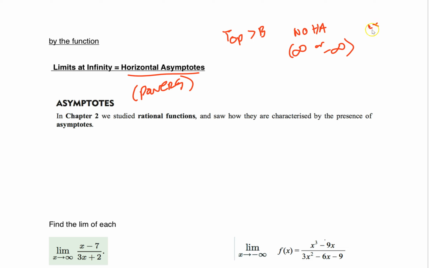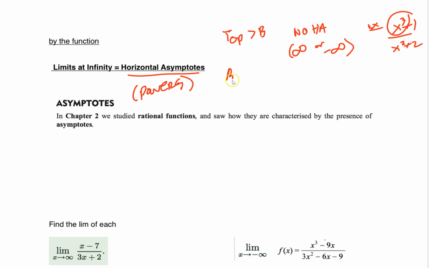But for example, that'd be like x cubed plus 1 over x squared plus 2. Top power is bigger. So when that happens, we had no horizontal asymptote, but for limits, that's either no limit or infinity or negative infinity, which means the same thing. Limit has to be a number. It's like an into-the-weeds thing, but we just say infinity or negative infinity.